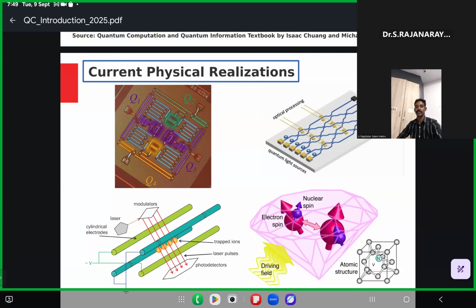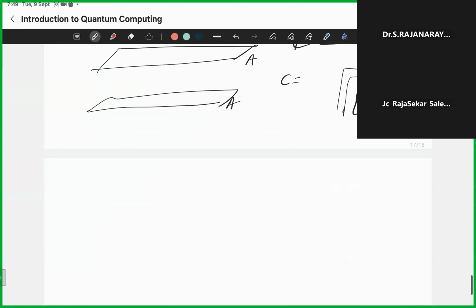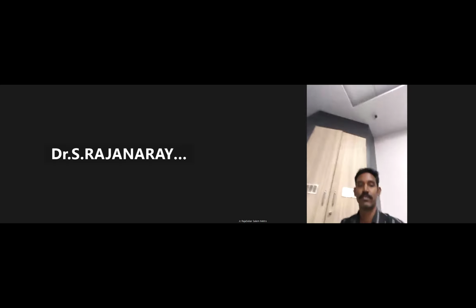Sir, one question actually. Can you please suggest some textbook on this, sir? Yeah, the best textbook is Nielsen and Chuang. This is a book, Quantum Computation and Quantum Information. Nielsen and Chuang. This book is available on the net.